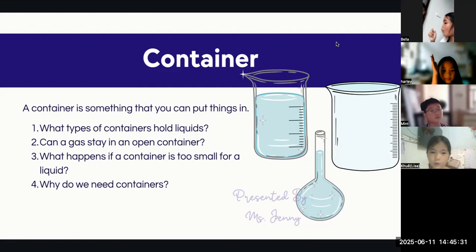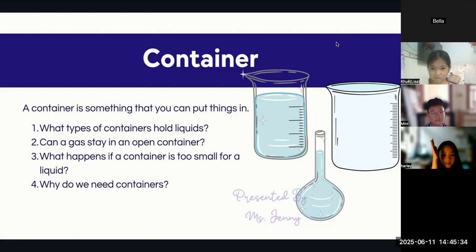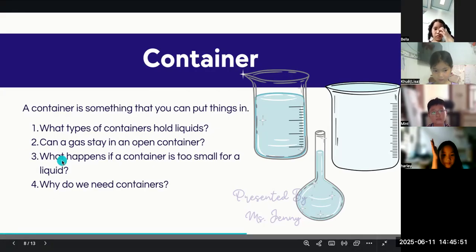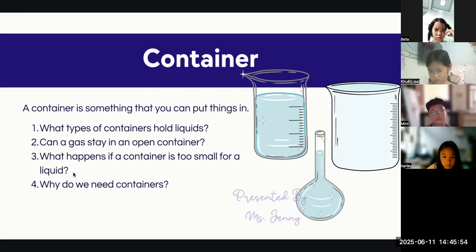Lisa, yes, correct. Gas can't stay in the open container because it will float everywhere. Okay, the next vocabulary question here is, what happens if a container is too small for a liquid? Harley? Okay, so if the container is too small, the liquid just spills everywhere.